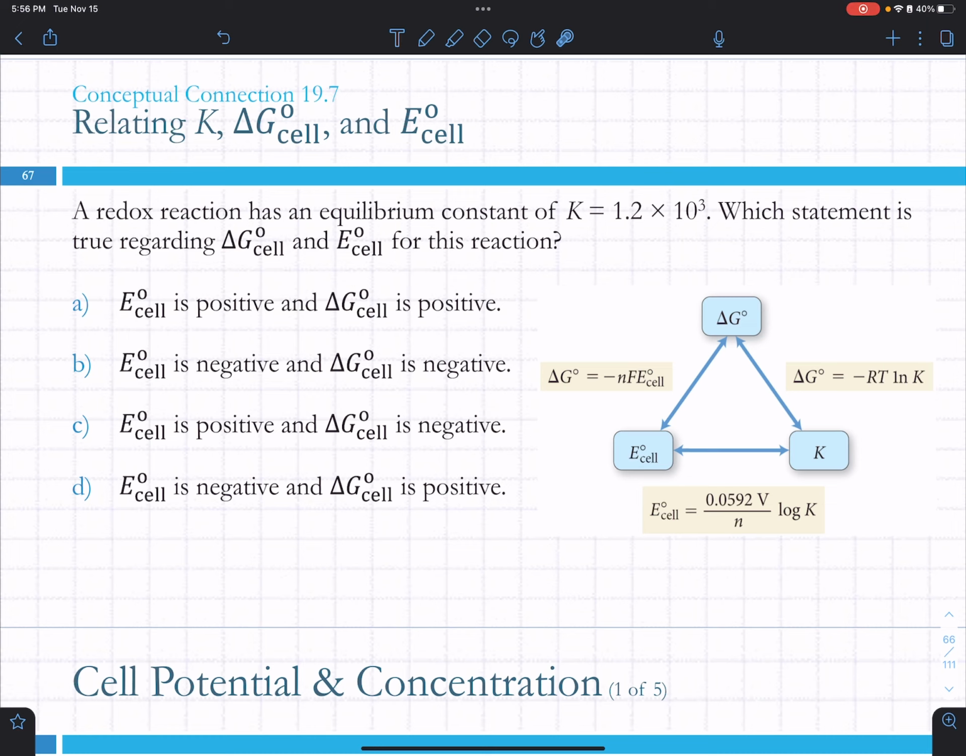Because if K is equal to 1, then the log of K and the natural log of K would both be 0. So if K is greater than 1, then the log or the natural log will be positive. If K is less than 1, then the log or the natural log of K will be negative.